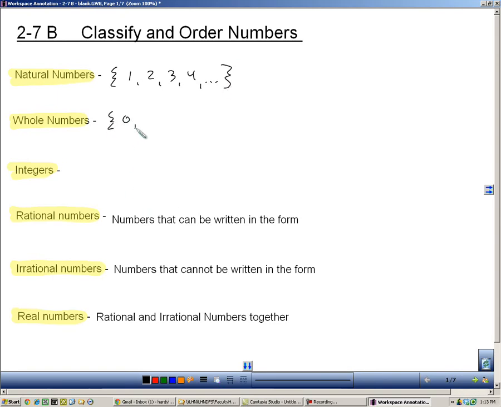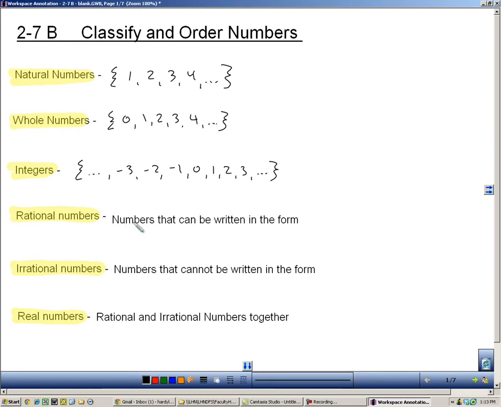Whole numbers are the same as the natural numbers, except they include the number 0. If you remember, I said the word whole has an O, and that's how I remember that whole numbers include 0. The integers are the whole numbers, but both positive and negative. So the pattern is going to continue here forever. So that's a review of the three kinds of numbers we've looked at.